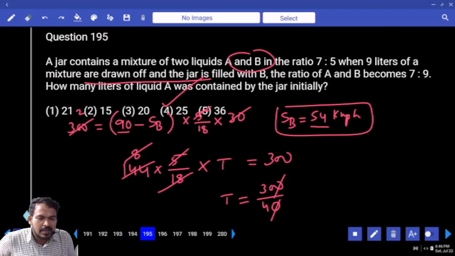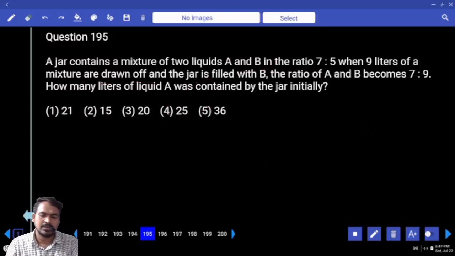Next question, number 195. A jar contains a mixture of two liquids A and B in the ratio of which one? 7:5. When 9 liters of mixture are drawn off and the jar is filled with B, the ratio of A and B becomes how much? 7:9. How many liters of liquid A were contained by the jar initially? Okay. First of all, what is the initial mixture? A is how many parts? 7 parts. B is how many parts? 5 parts. Suppose you are using alligation.